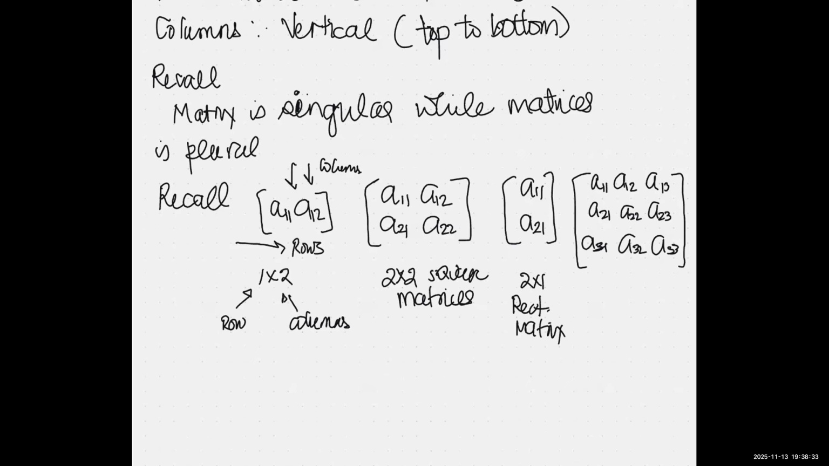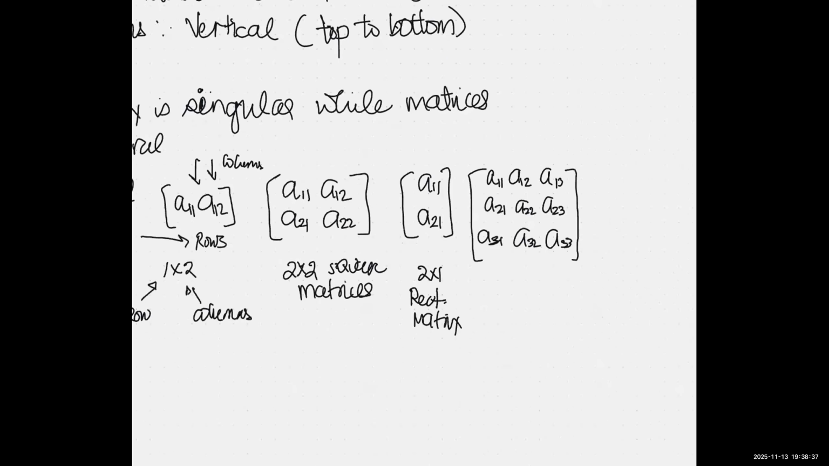3 rows by 3 columns. It's a 3 by 3. Square. Square matrix.